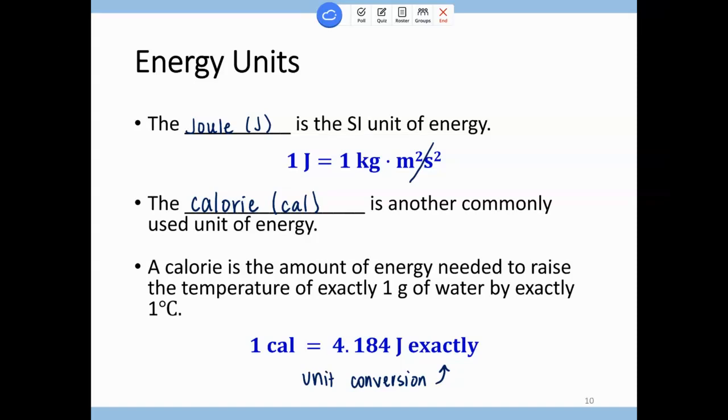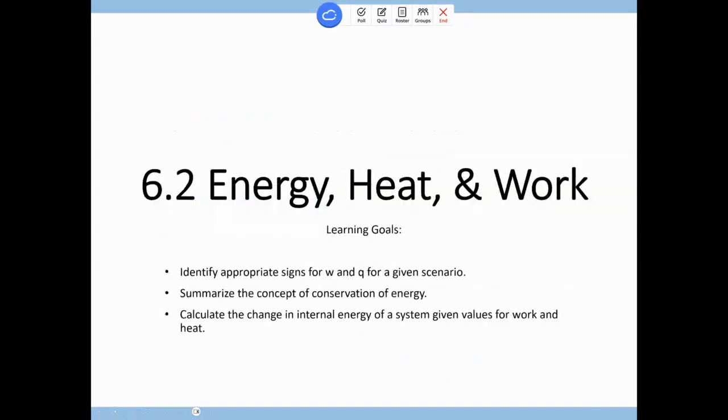And that brings us to the end of the first section. So really just getting some reminders of what energy is, foundational concepts, to move on to section 6.2. But before we do that, are there any questions? Okay. Then 6.2, we're going to continue talking about energy, but also talk about heat and work and their relationship to energy.